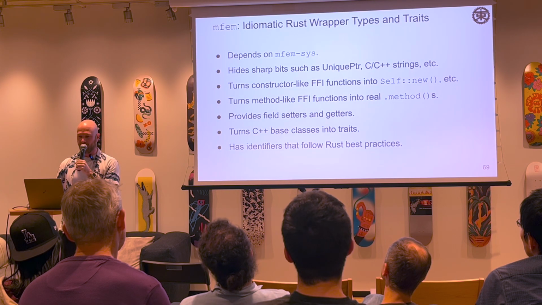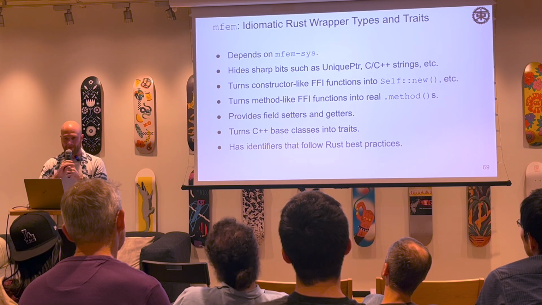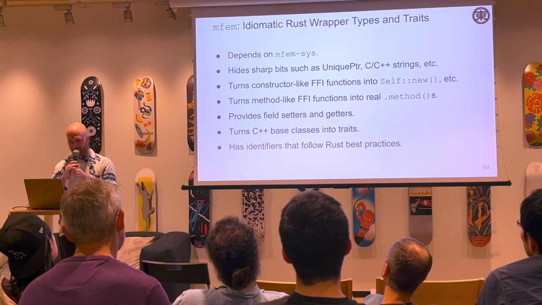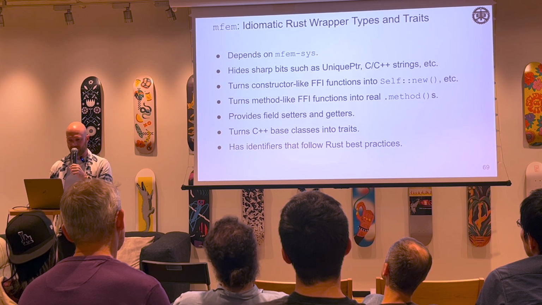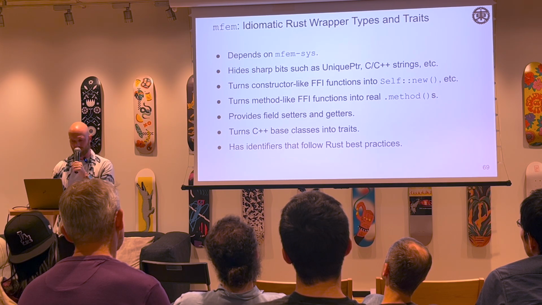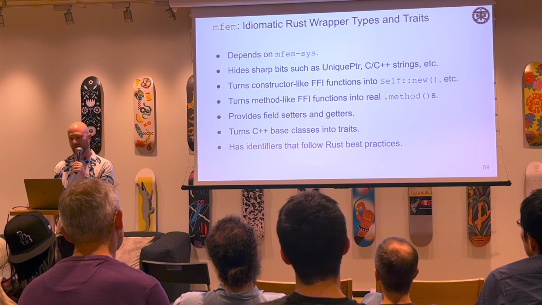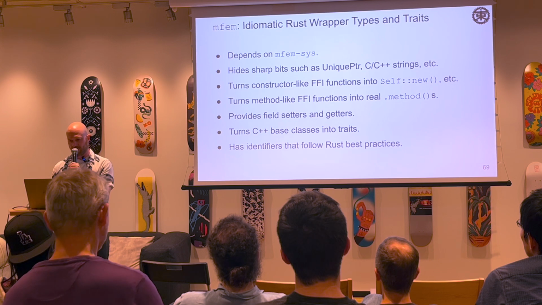So this is going to be the idiomatic Rust wrapper. It depends on MFEM sys. It's trying to hide the sharp bits like unique pointers, C++ strings, and whatnot. Also turns constructor-like FFI functions into Self::new or Self::from something. Exposes real methods. Provides field setters and getters.